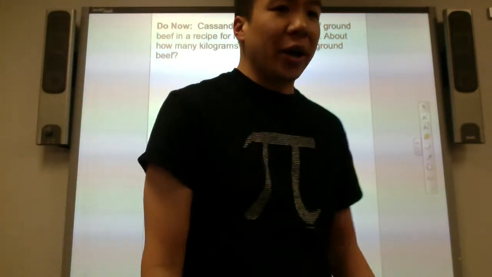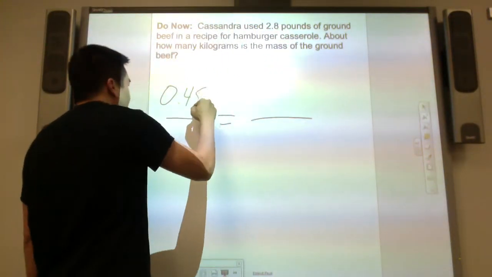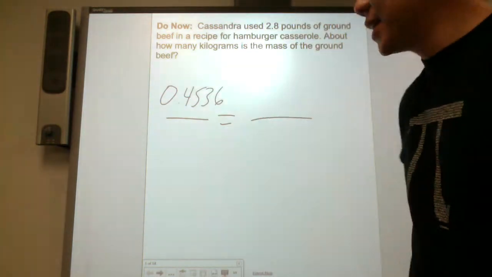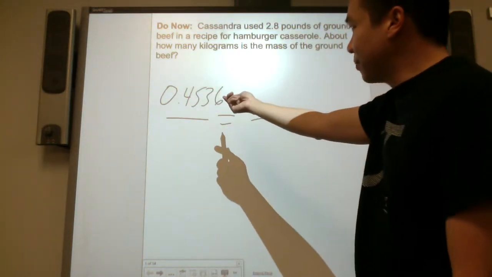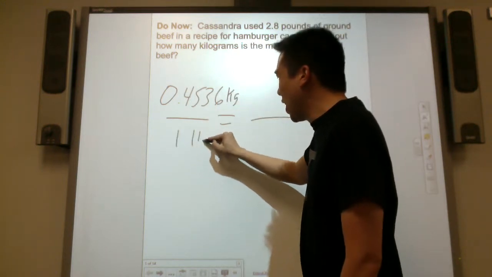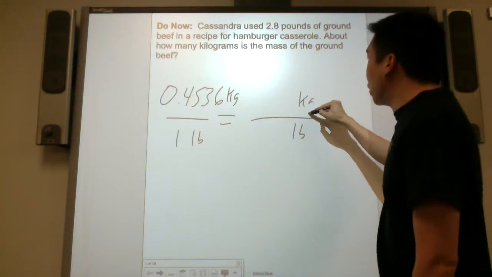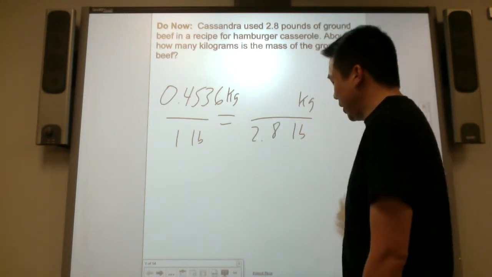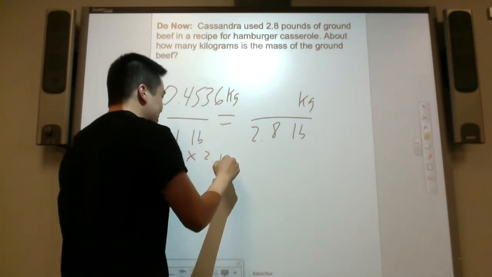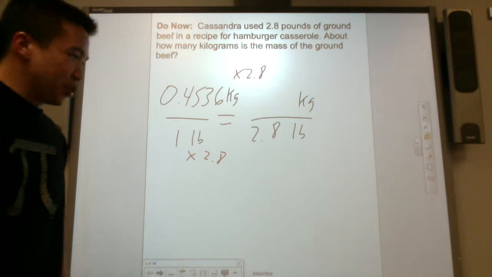If I go back to my old chart, this is what we'll be using. There's 0.4536 kilogram per pound. However, we need to build up from 1 pound to 2 and 8/10 pounds. Oh, goodness gracious. Ugh, a lot of multiplication right here.